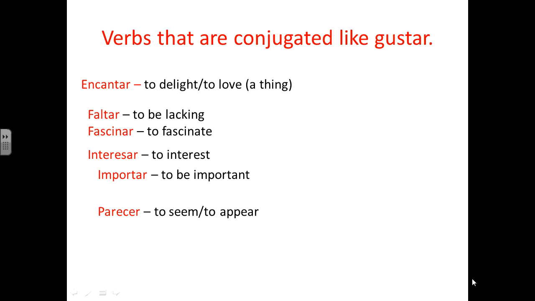Parecer is to seem or to appear. Molestar is to bother. And quedar is to fit. We're going to talk about to fit. That's a vocab word. You have other expressions with it, like to fit poorly, to fit well, to fit tightly, etc. Quedar bien, quedar mal, quedar apretado, etc.